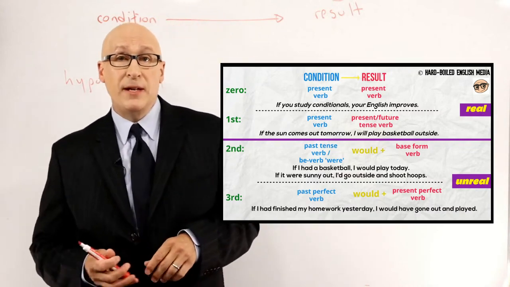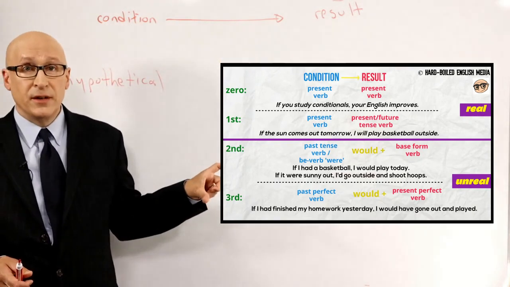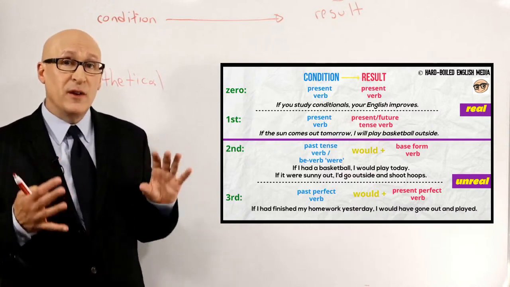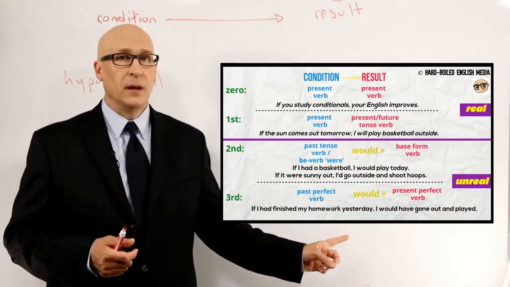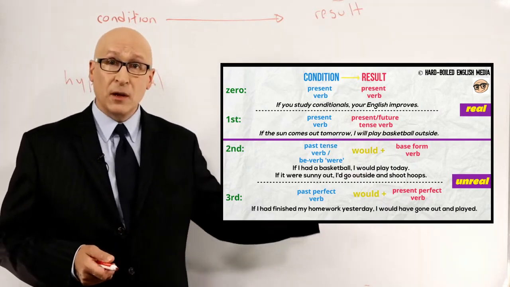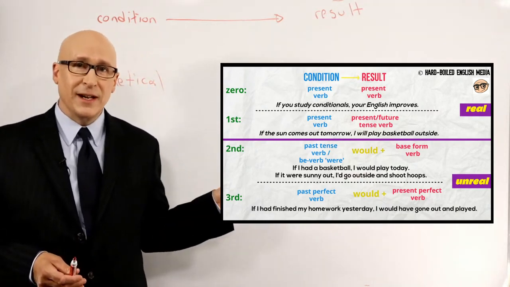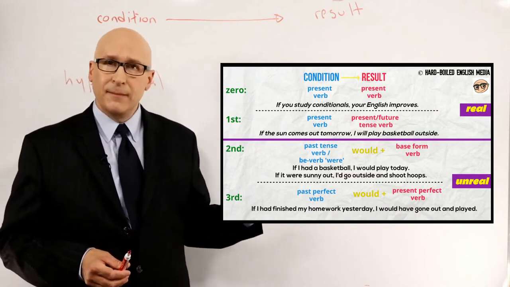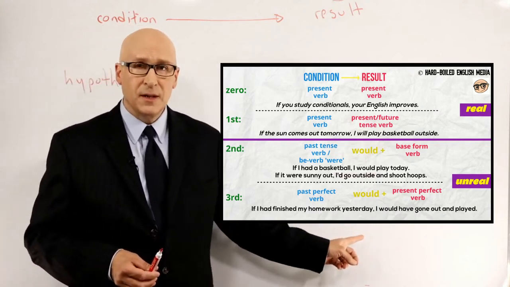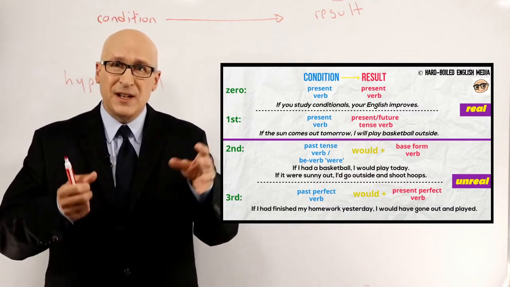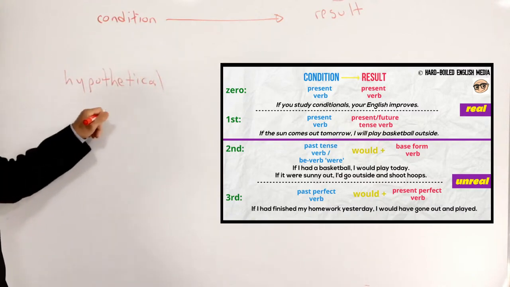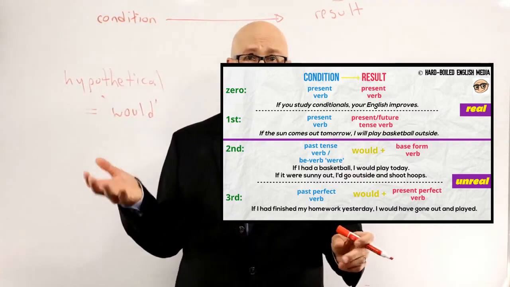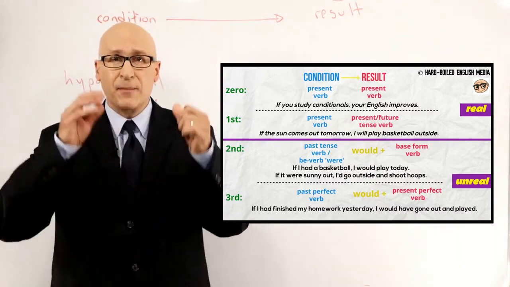Now, guys, I want you to pay attention to something. With second and third conditionals, there's a special word that expresses something only for second and third conditionals, and that is would. Now, use would once in the result clause. Some languages use would twice, like, if it would be sunny out, I would play today. Not in English. In English, would belongs to the result clause. And would is the word that expresses that this is hypothetical.